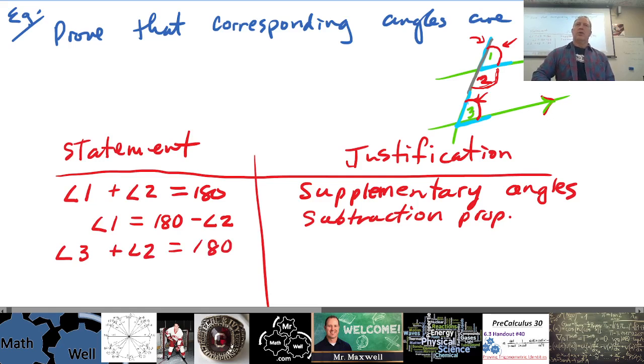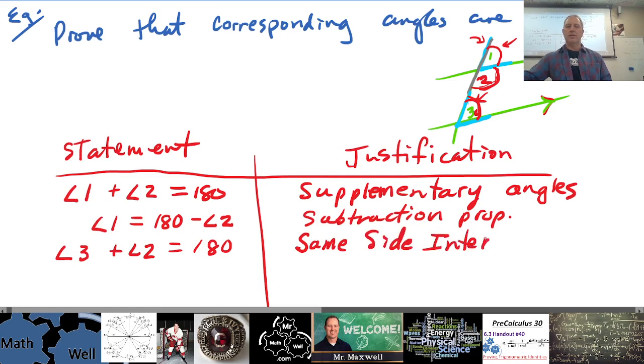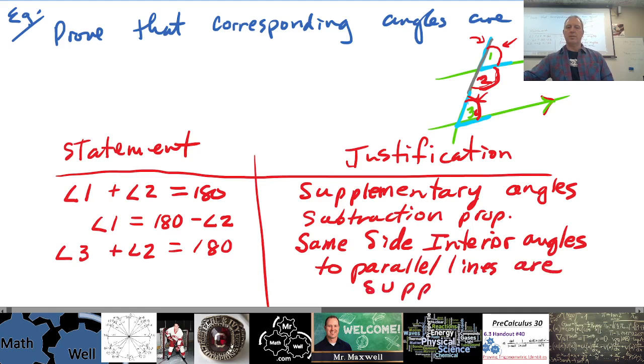180. Why? This is because with parallel lines, interior angles formed by the transversal like this add up to 180. Because of the property, we don't have to prove that. Okay, so write this down. Sorry, this is actually same side interior angles, and I'll write this just to be a little more clear, to parallel lines are supplementary. So this does not need to be proved.